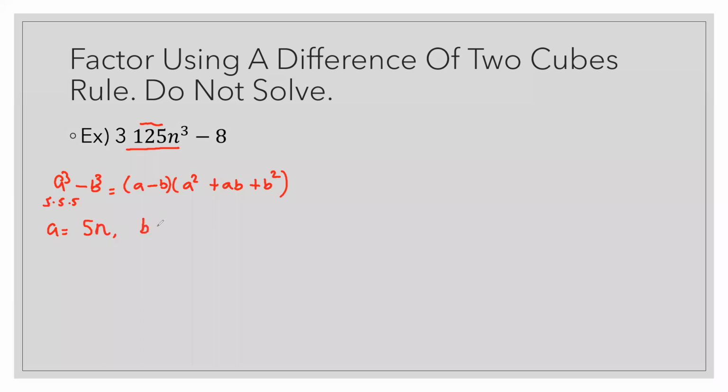And then let's do b. So 8 is b cubed. In our case, what number when cubed gives you 8? That would be 2. So now we just make it look like the rule. It's going to be a minus b, so that's 5n minus 2. And then a squared is going to be 5n squared, plus a times b, so that's 5n times 2, plus b squared.